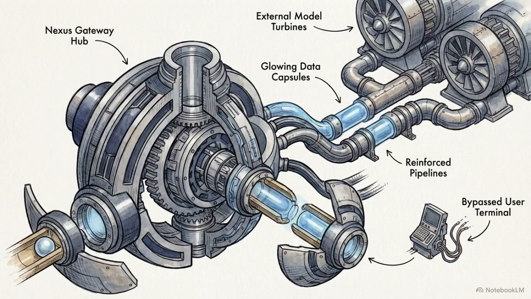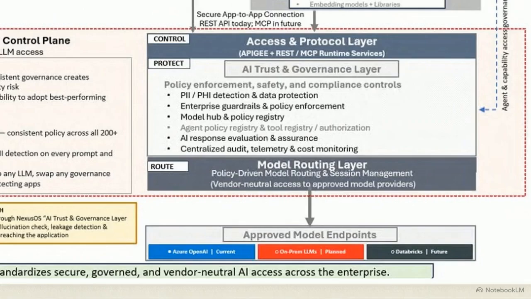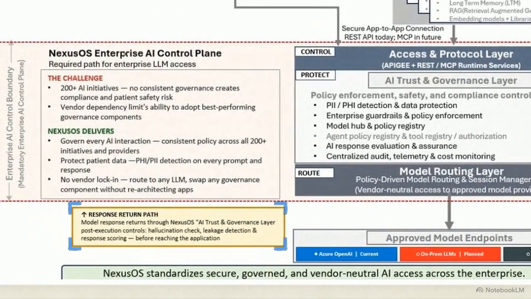NexusOS uses its own centrally managed platform credentials to invoke approved models, such as the GPT-5.x series. Because the platform handles the handshake, internal application teams never hold direct API keys. After generation, the model's response travels back through the system. It takes a mandatory return path through the governance layer for post-execution checks.